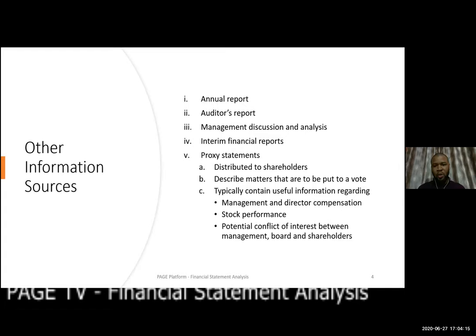Then the auditor's report is quite important to financial statement analysis, right? If the numbers you are trying to analyze do not portray a true and fair view of the company's operation, you agree with me that you're wasting your time completely. So that information has to be credible. And for it to be credible, an auditor has to satisfy that, yes, this information shows a true and fair view for you to rely on it for your financial statement analysis.